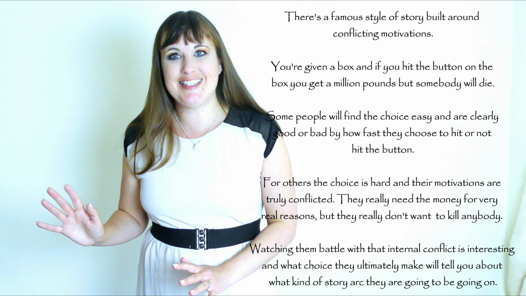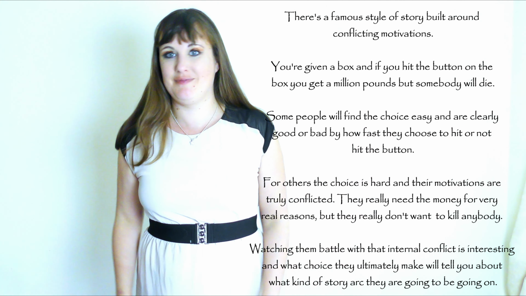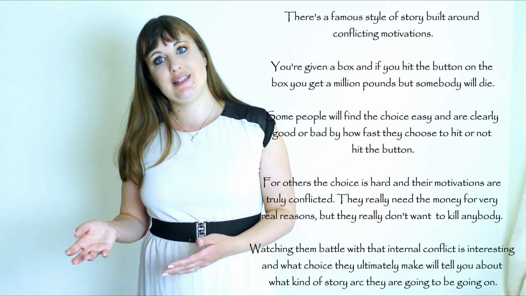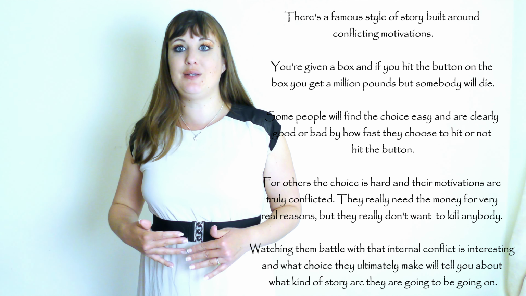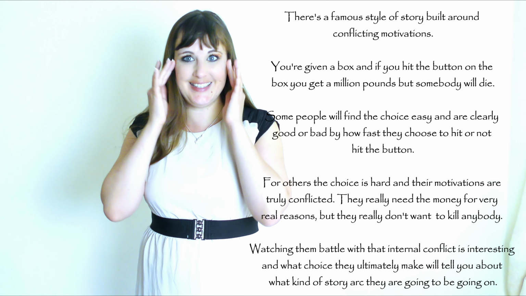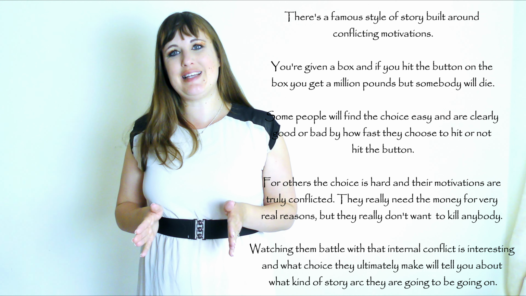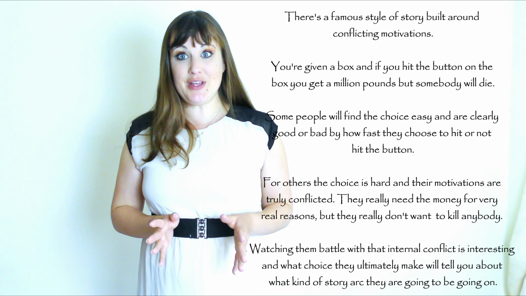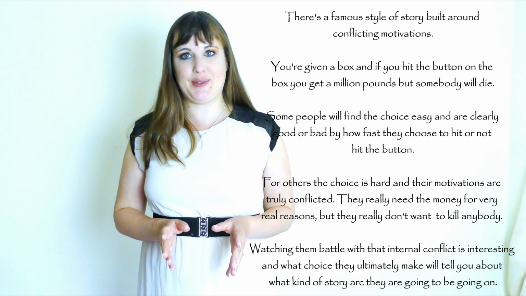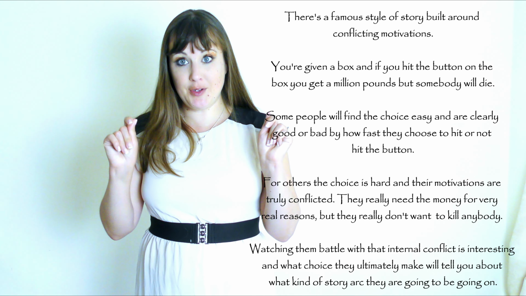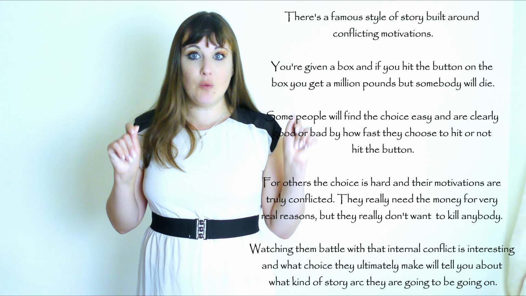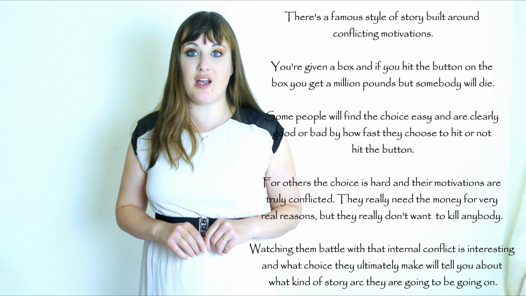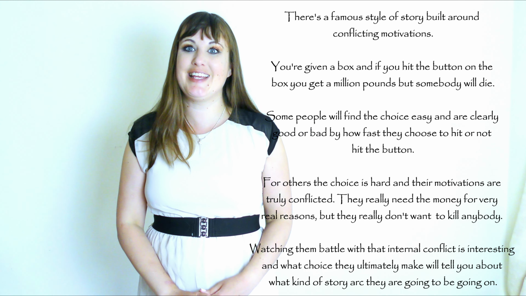But the bad character, the selfish one, the one who's just, hit the button. I don't care. I want £1 million. Antagonist. And you can have them wrestle with it again. And if you put two people side by side with the same choice at the start of your story, and they both wrestle with it for the exact same amount of time, you know in that moment, by the two things they want, which one matters more, what kind of character they are going to be, and what their story arc will be. And I think that's really interesting.